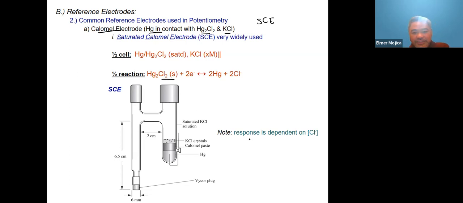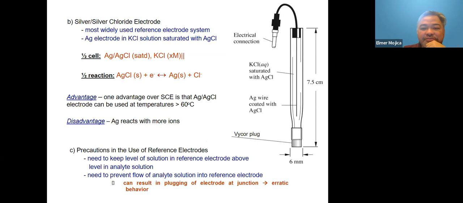And the thing that you have here, the response of the saturated calomel electrode depends on the chloride ion. So you will see always that there's some sort of a plug in this type of electrode. Okay, so yan yung one of the most common ones, but the one that I usually use here is the silver-silver chloride electrode, which is like this. Okay, so this is the most widely used reference electrode system, and this is a silver electrode in KCl that is saturated with silver chloride.